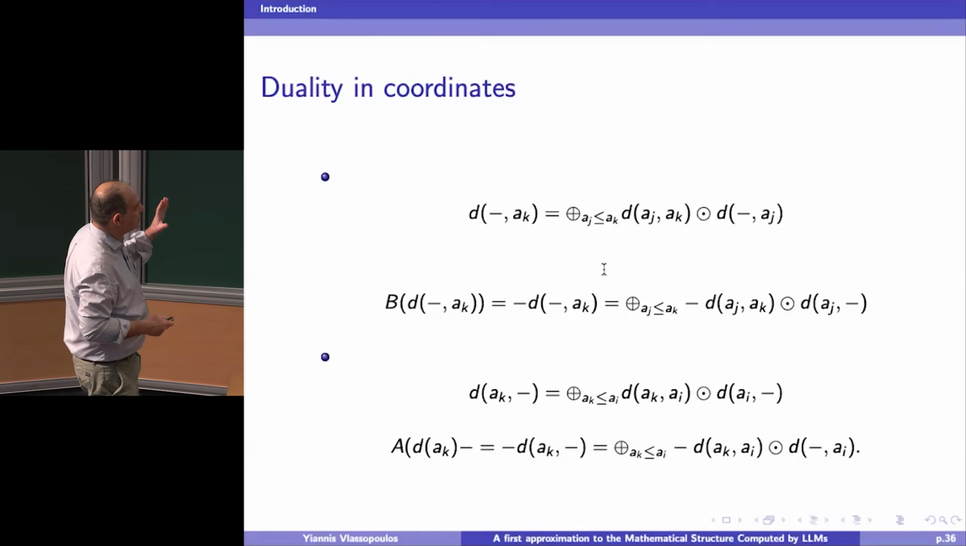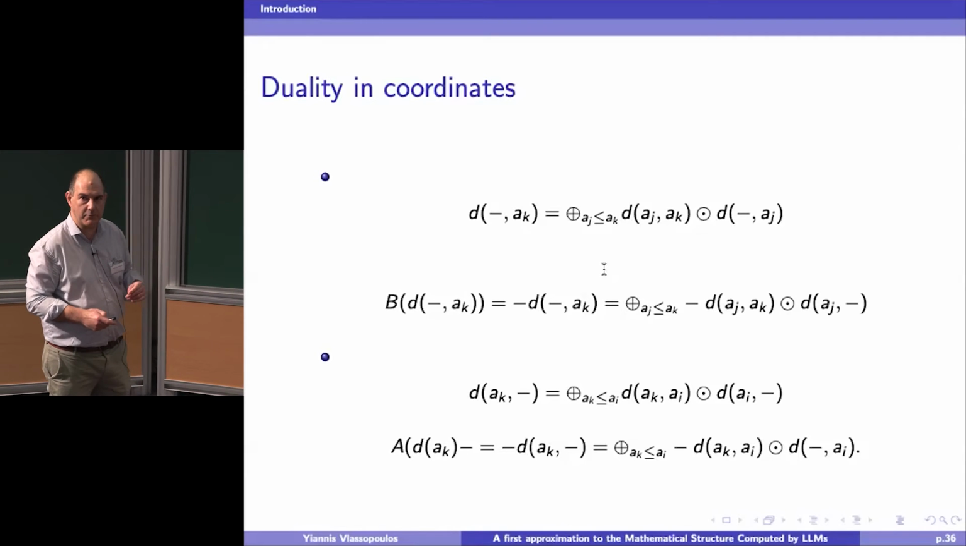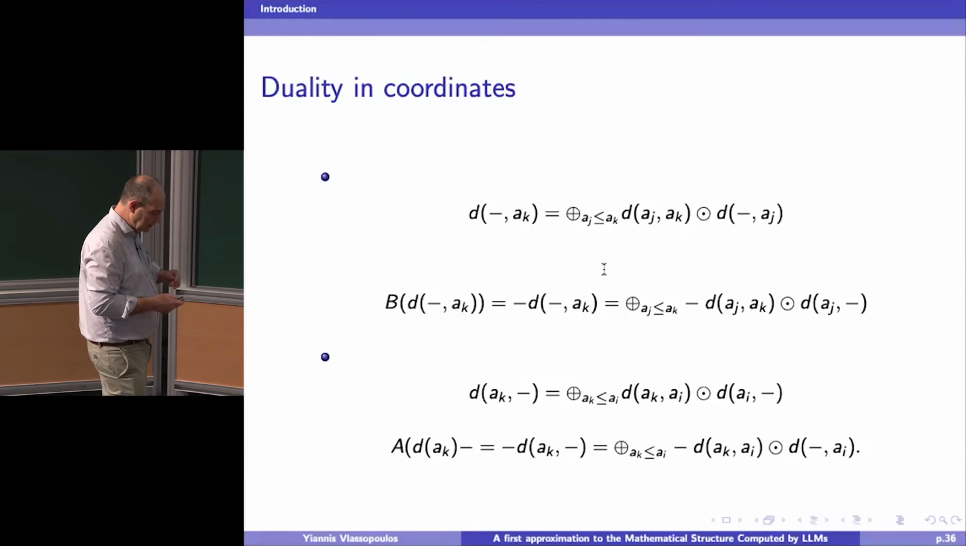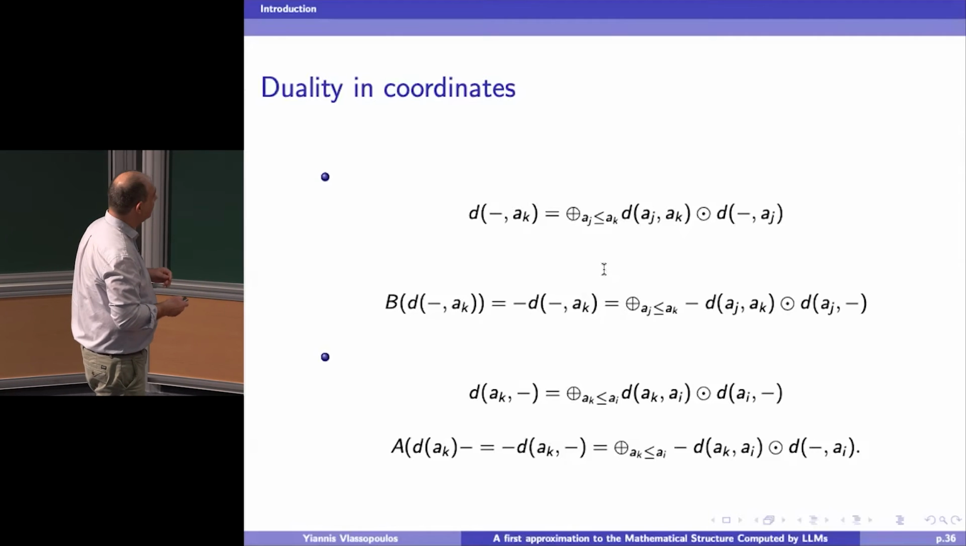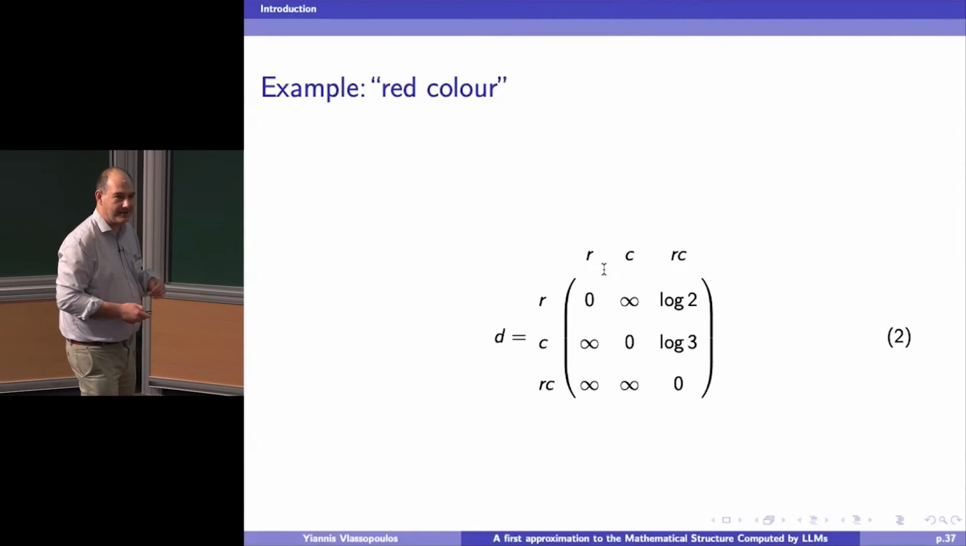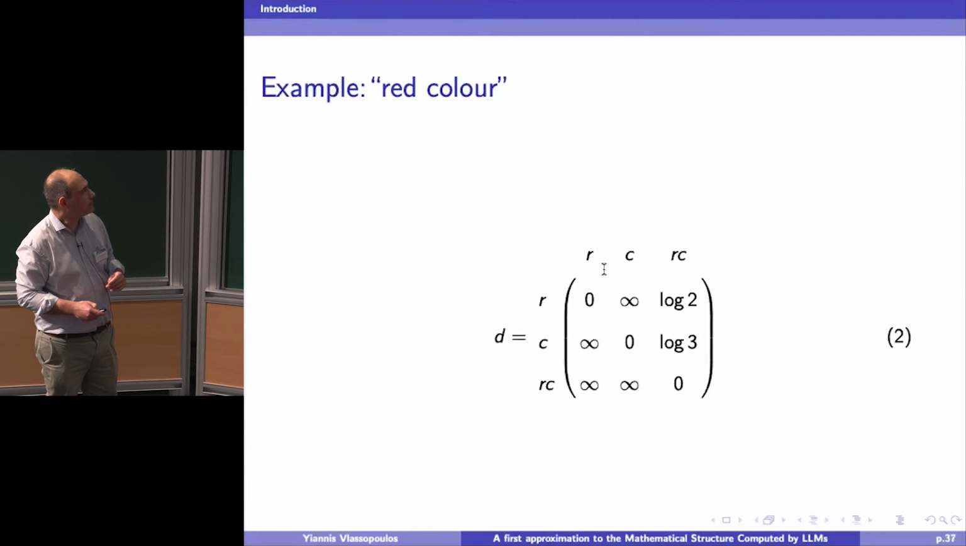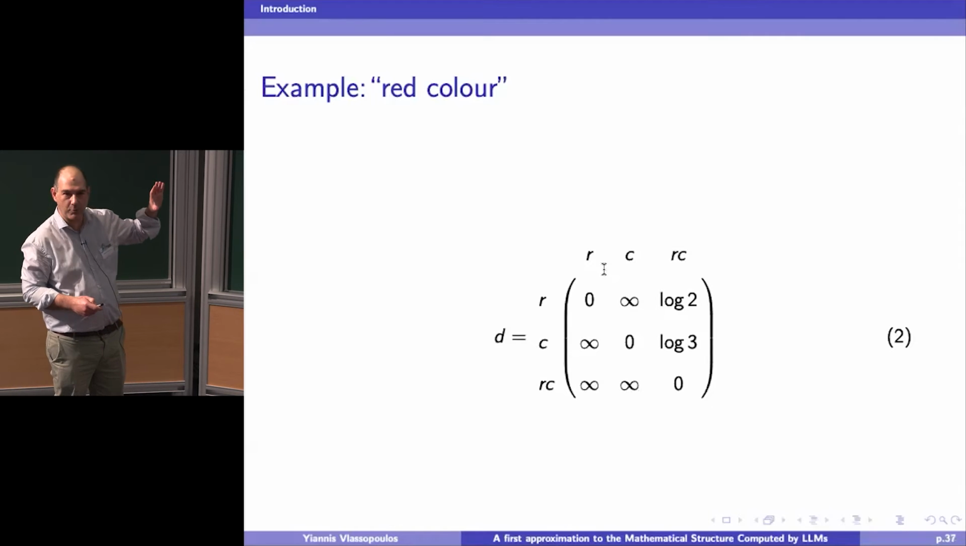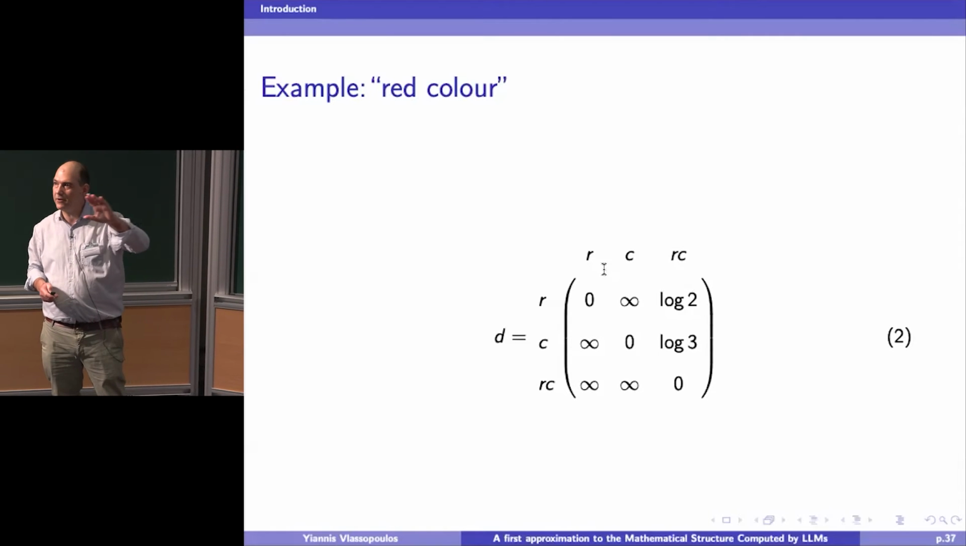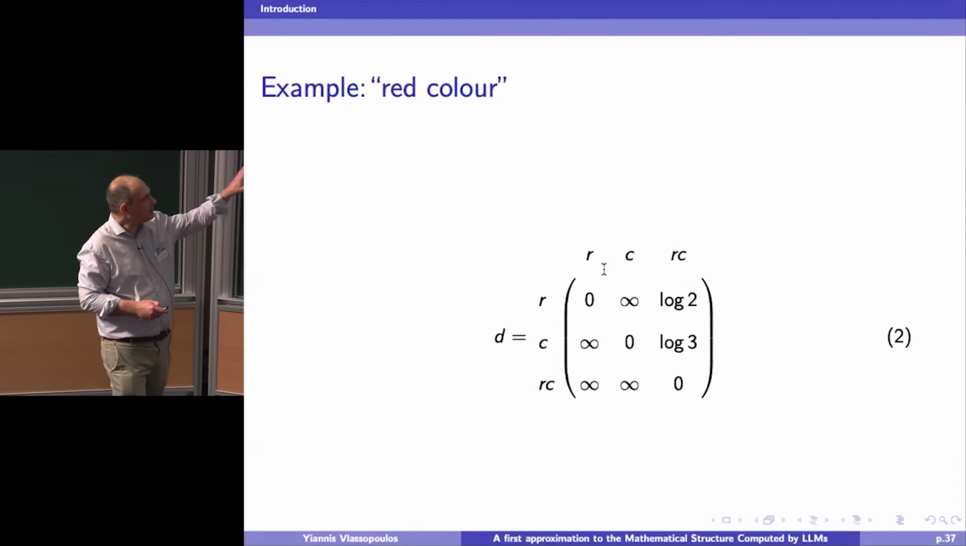So it would be interesting to try to find some sort of experiment to see what this means in practice. But for a very, very small scale experiment, you can see this. Let's say your corpus is made out of 3 texts: red, color, and red color. Then this is the matrix.